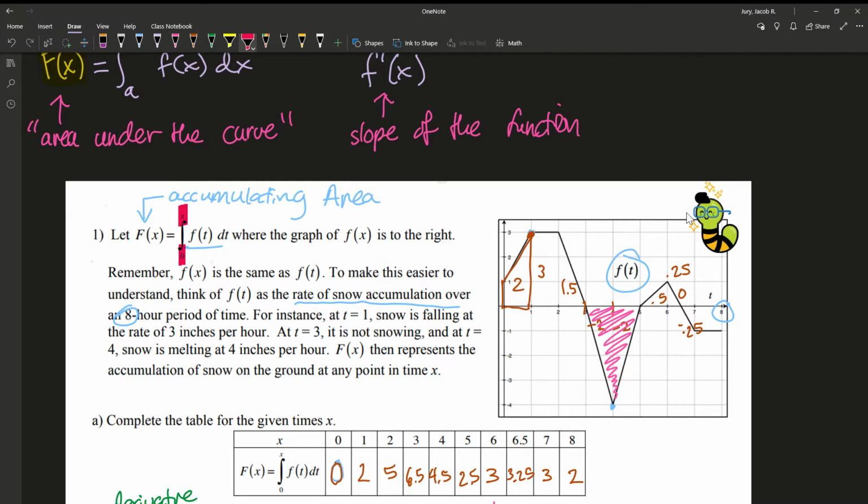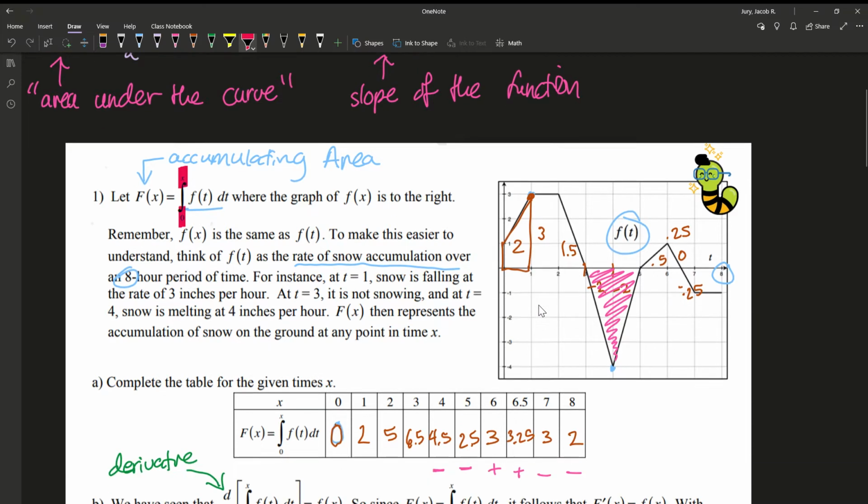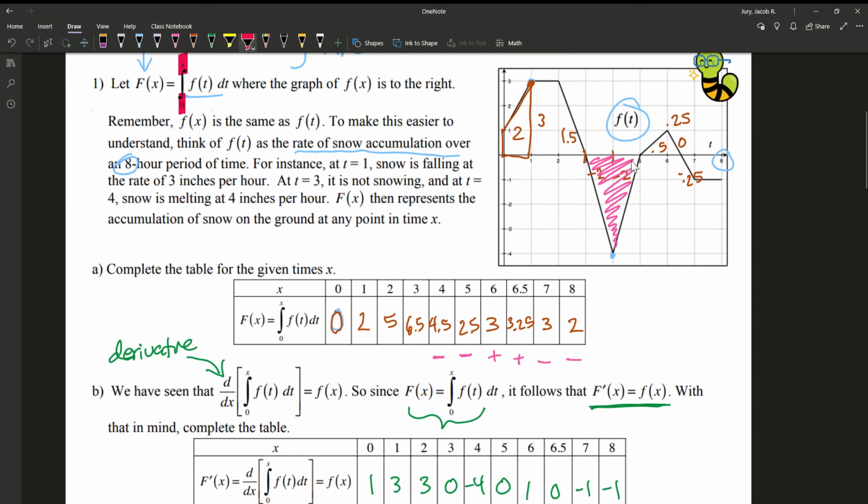So this guy is telling us to find the accumulating area on the function. So I went ahead and marked out the area of each section. So per unit, I marked out the area. And you can do this ahead of time if you want, before you get into the examples. But that accumulation of area is going to fit into the chart down here.